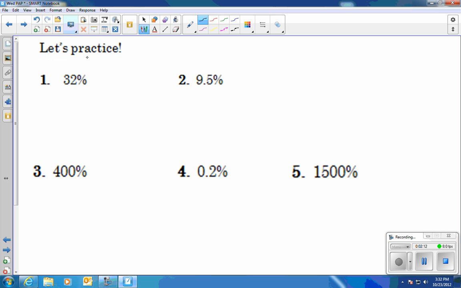So the decimal on 32% is right here. In decimal form it is 0.32, moving it back twice. Here we have to add a 0 when moving it back twice, and this number is just 0.04. Twice. And twice.